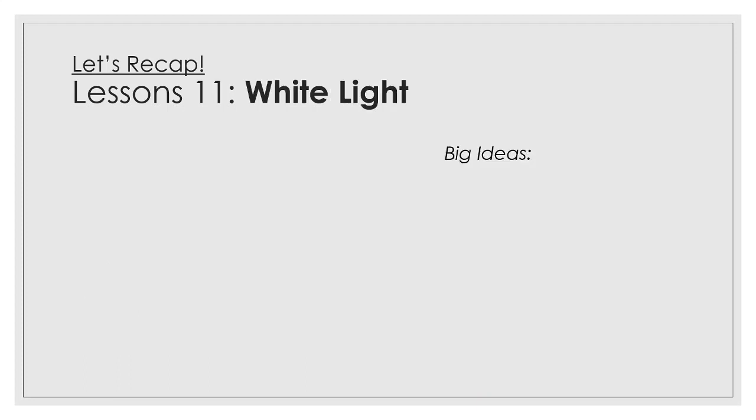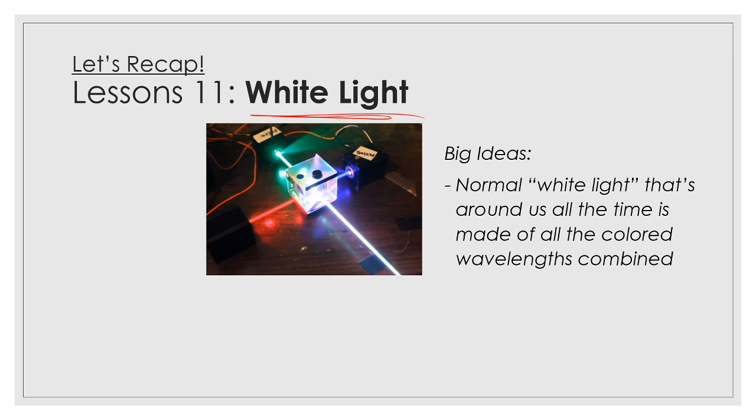Now, the very last lesson that we had was lesson 11, where we learned about white light. On this lesson, the big ideas we took away were two main things. First of all, we saw our guy Styropyro do this little experiment where he combined 3 different lasers of different colors and used them to produce a white laser. And we saw that that's the color that gets created when these 3 colors, red, green, and blue, combine. We learned that normal white light that's all around us all the time is actually made up of all the colored wavelengths combined.